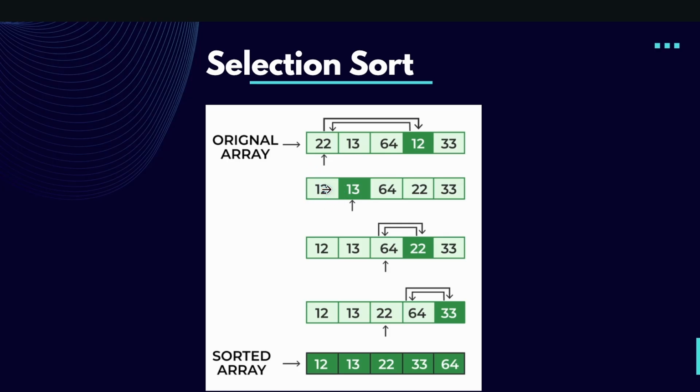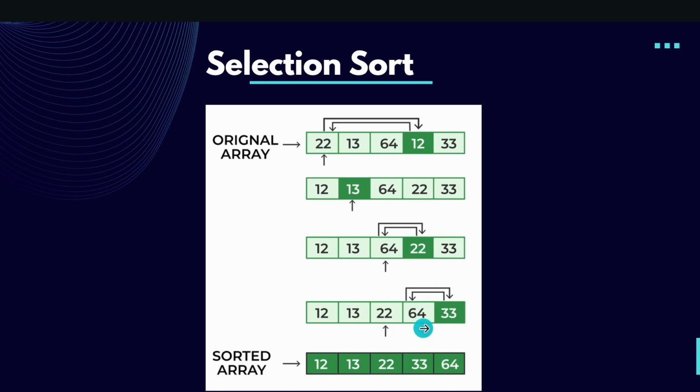After 12, what is the smallest element of the rest of the array? That is 13. That is already in the right position, so don't change it. So these two elements are sorted. Now in this unsorted part, what is the smallest element? That is 22. So place this 22 next to 13. I hope this makes some sense. After swapping these two elements, up to here it is the sorted array.